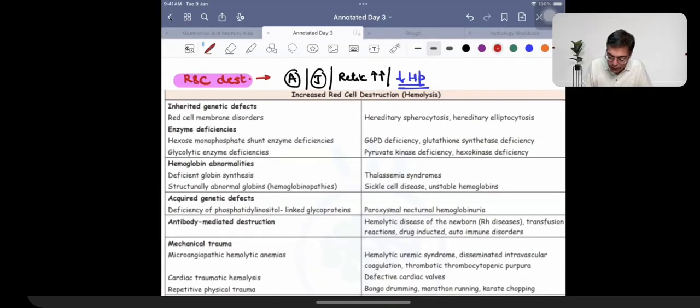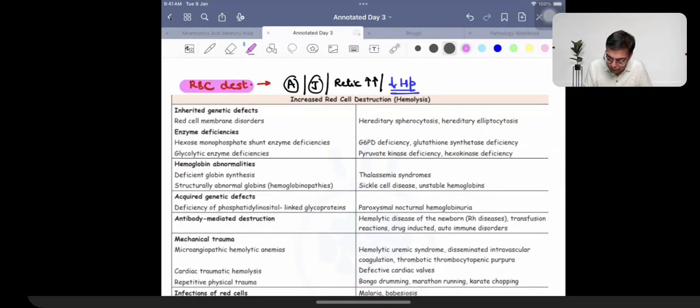Now, what is the next thing you need to understand? Whenever we are talking about RBC destruction, it can take place within the blood vessels. If that takes place within the blood vessels, that is given the name of intravascular hemolytic anemia. Intravascular, inside blood vessels. If that takes place in the spleen or the liver, that is called extravascular hemolytic anemia.